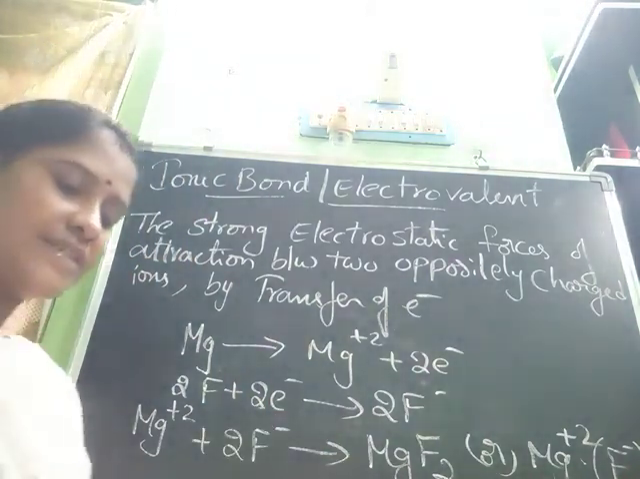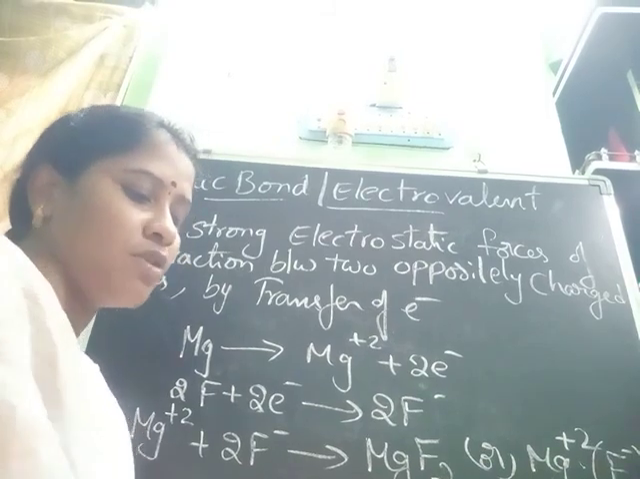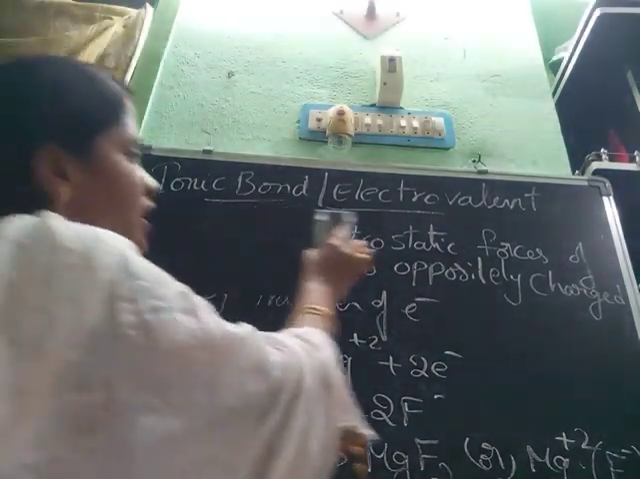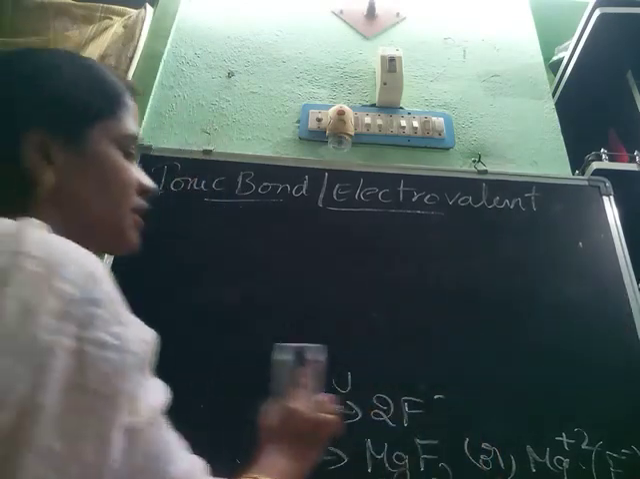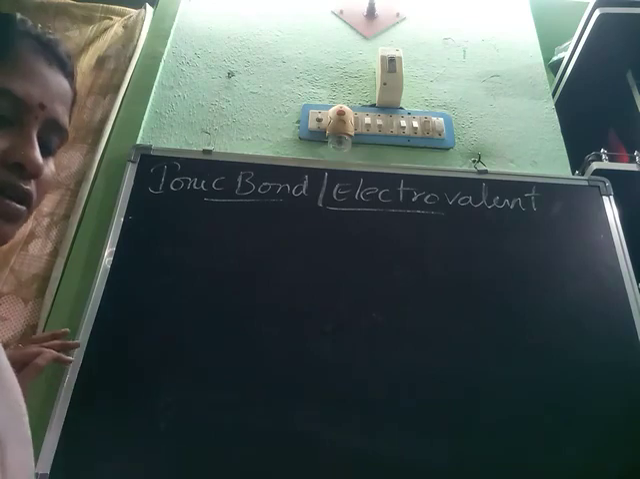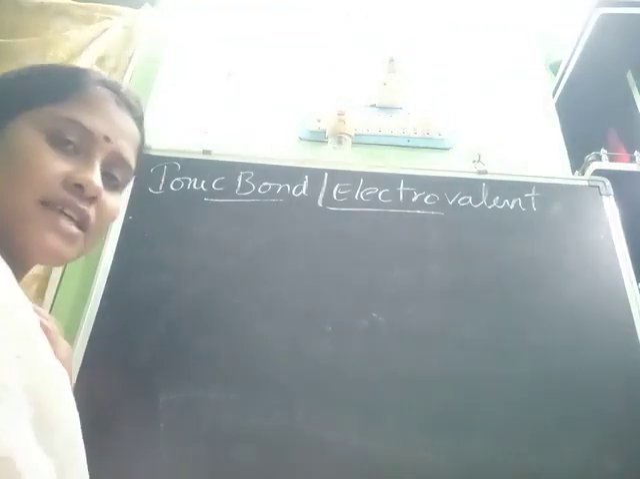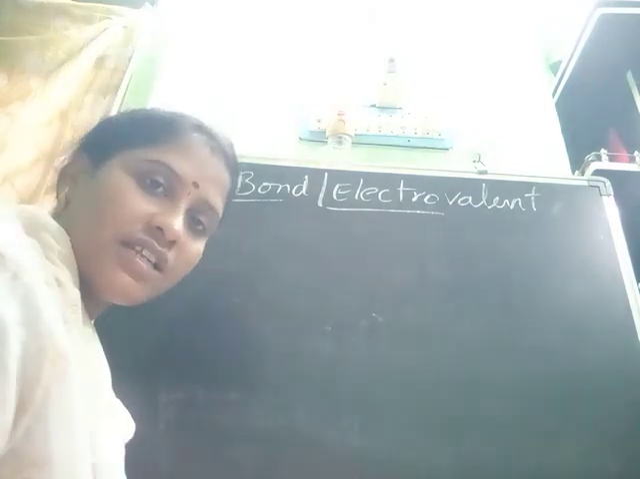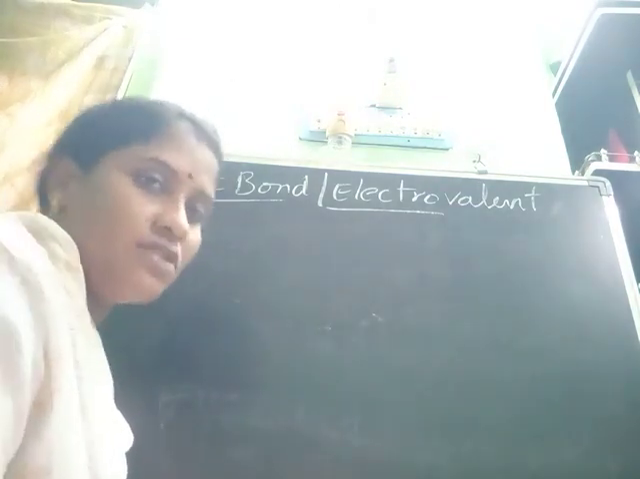What are the factors affecting the ionic bond? For example, I will first represent it in the electron dot method. After that, what are the favorable conditions of ionic bond? What conditions does the cation need, and what conditions does the anion need? How will the ionic compounds be? Those we will discuss.